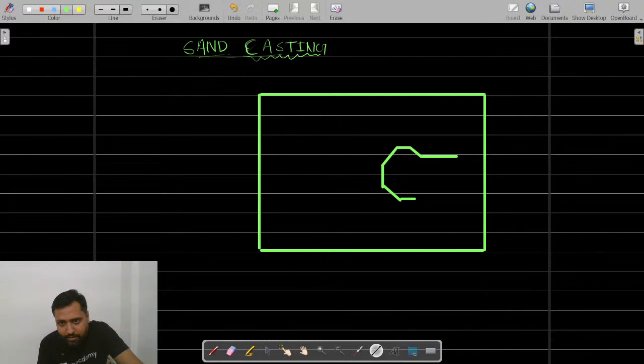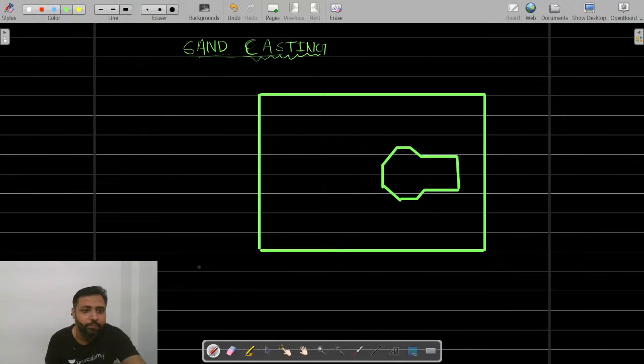Suppose you have to make this cavity, I will explain. You take the pattern and then you ram the sand over it, and once ramming is complete, we take the pattern out from there. And suppose you want a hollow section in the casting, you also use something called a core. I'll explain this, don't worry.